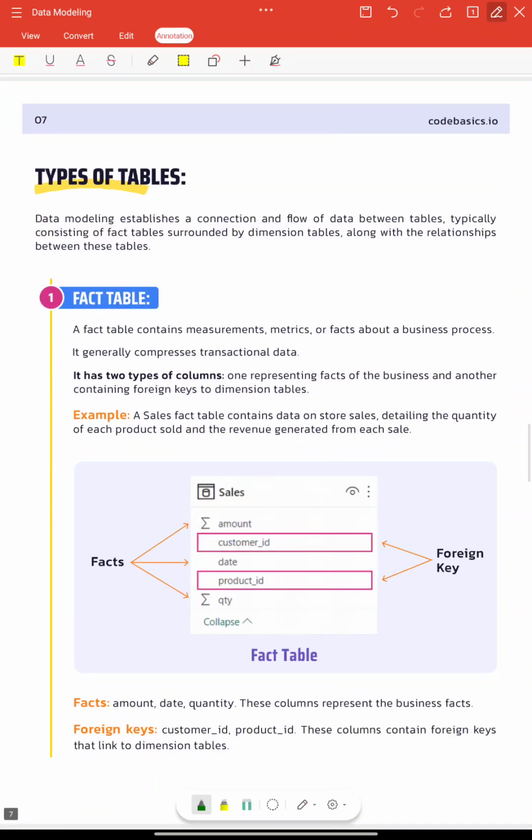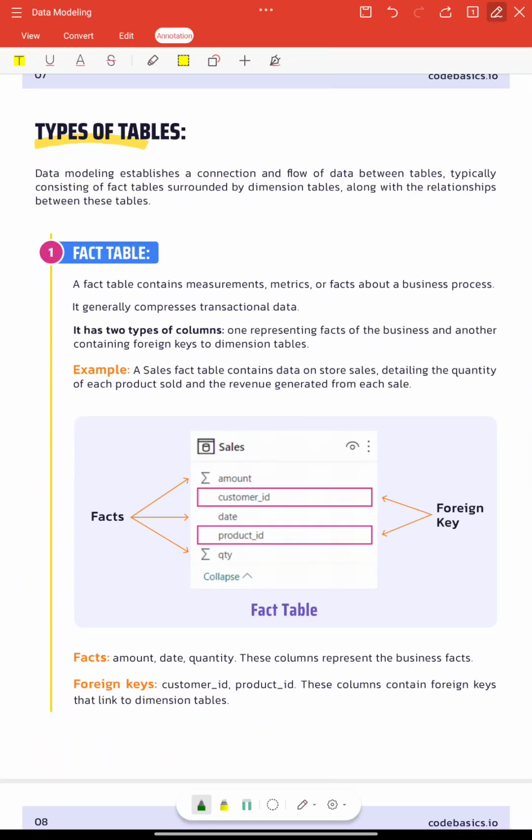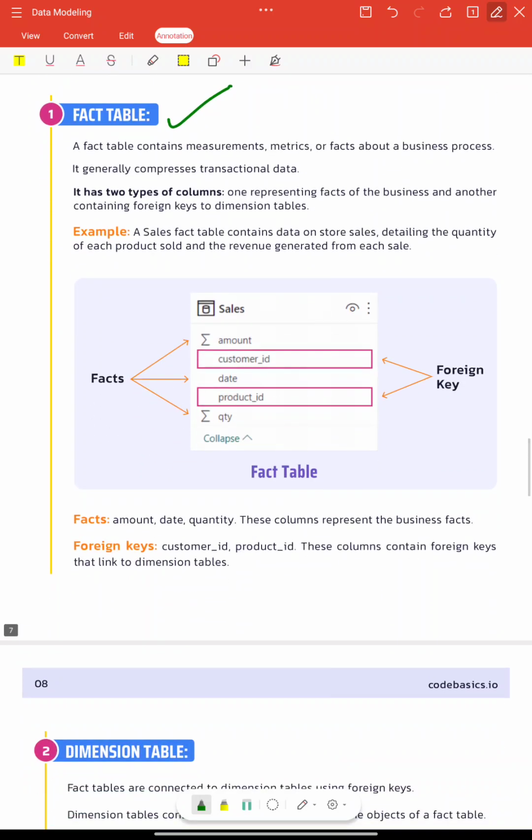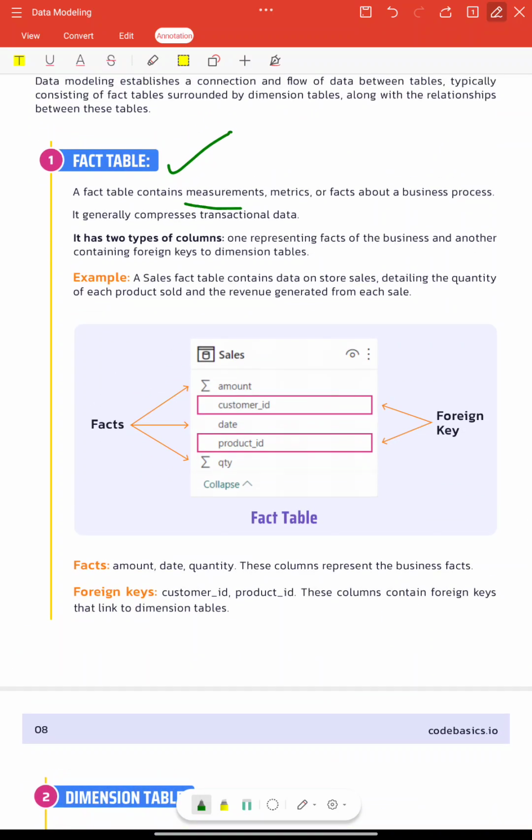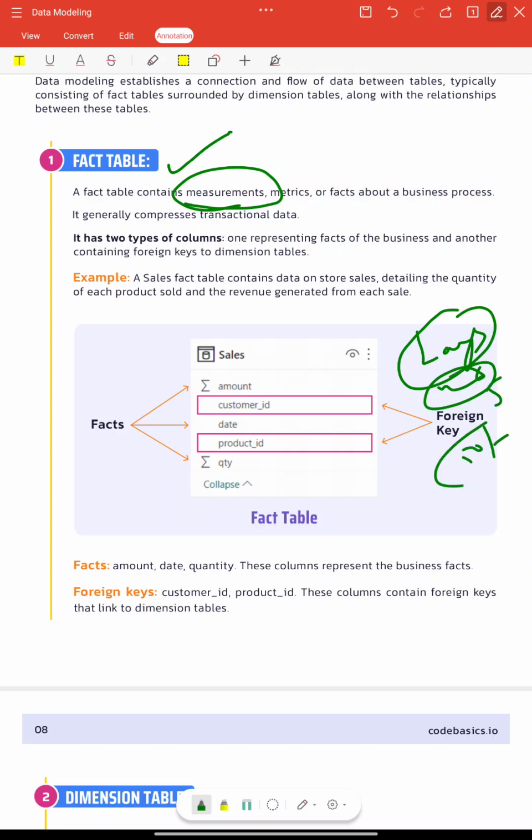Now, types of tables. We have two tables: one is the fact table and the other is dimension tables. Fact table is basically the measurements. For example, you purchased a product called lace. How many units? 5 packets, which is a number. How much amount? 50 rupees is an amount. So it's a measurement. Amount is a fact.